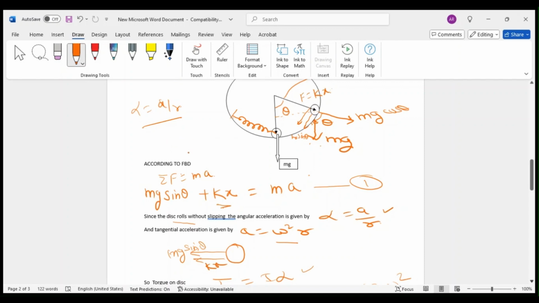tangential acceleration. Tangential acceleration means there are two motions. When a disk rotates, it has rotational motion as well as translational motion. Translational motion is the tangential acceleration which is given to the disk. Now, tangential acceleration is given by omega square into r, where r is the radius of the disk.